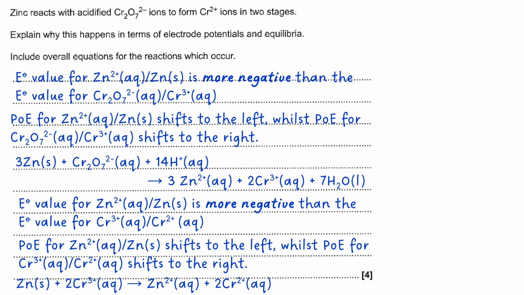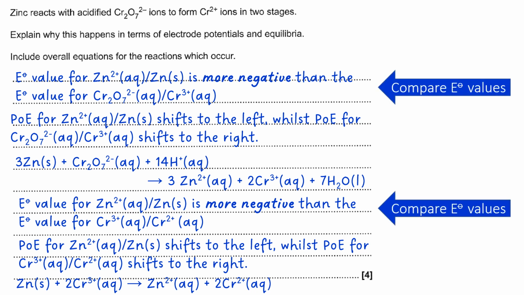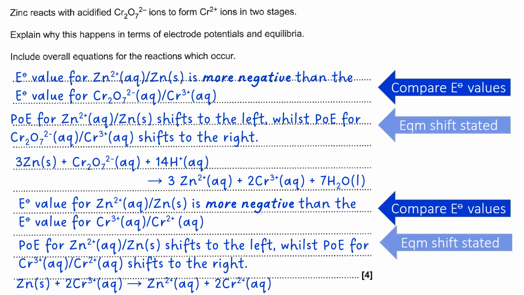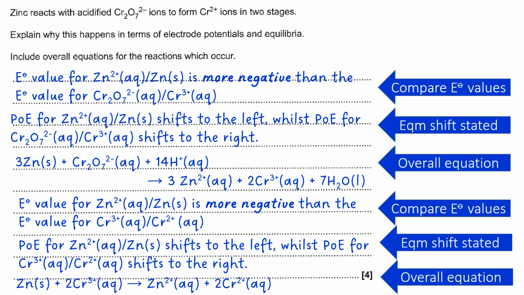So what's the technique for writing this? Well, first of all, you compare the E values, the electrode potential values. Then as a result of that, you can state the equilibrium shift. And finally, you do the overall equation by cancelling the electrons, multiplying up where necessary.